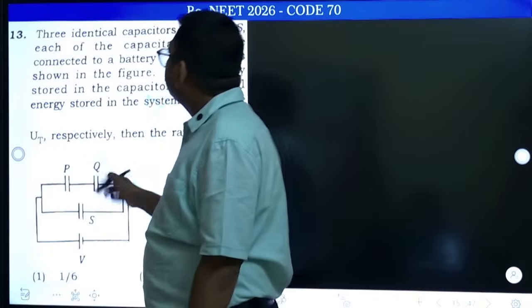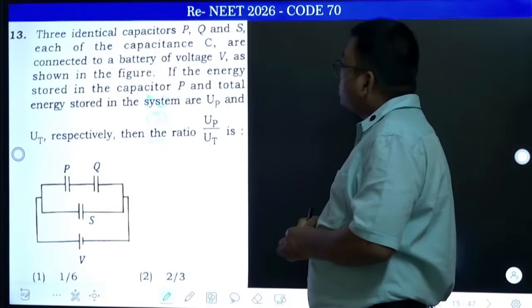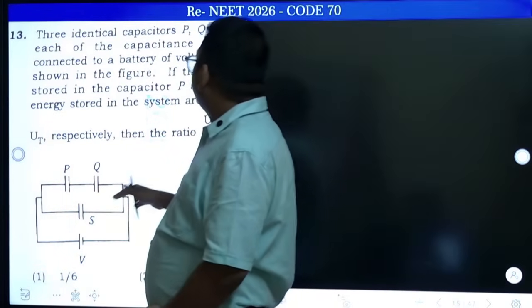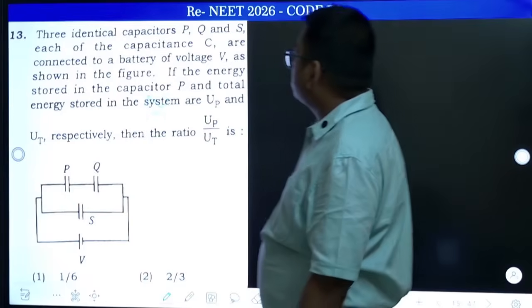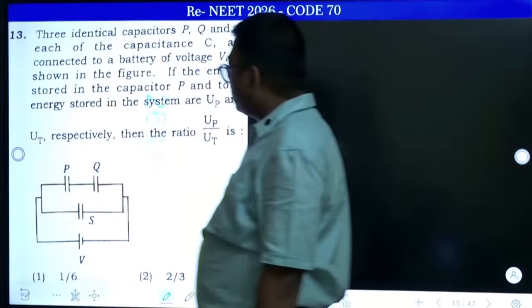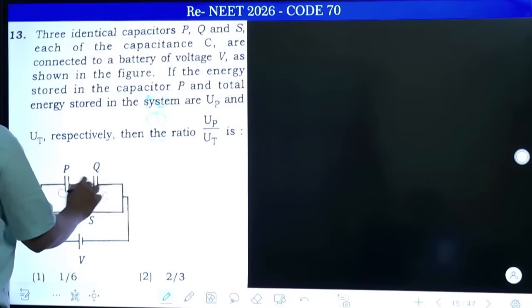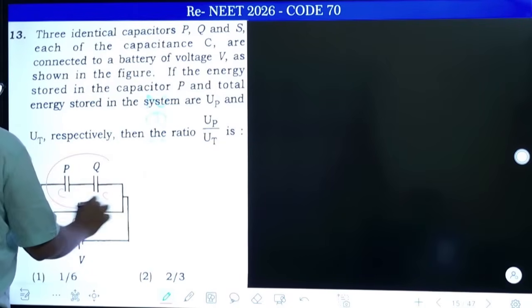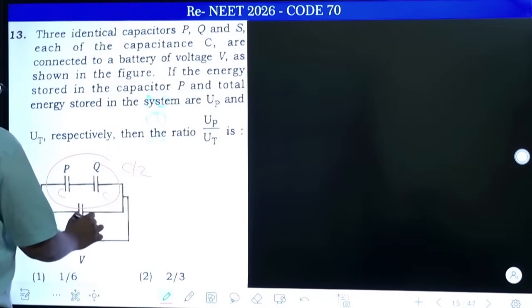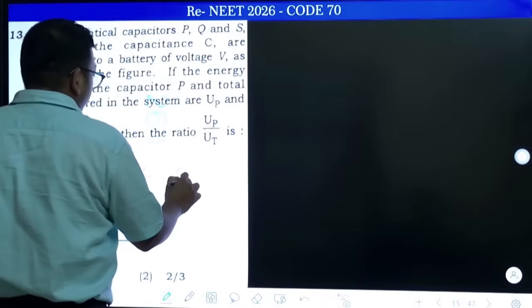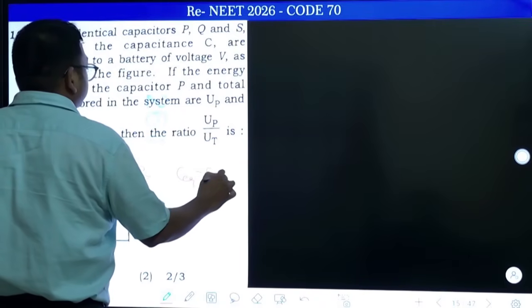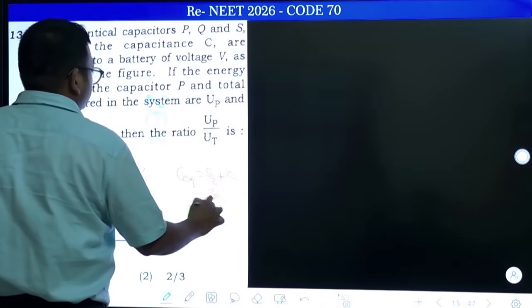P, Q each have the same capacitance C, voltage V. Energy stored in P, and total energy stored in this. Okay, ratio. So first of all, tell me what is the total C. So C in series becomes C by 2, right? That becomes C by 2. C by 2 and C becomes C equivalent is how much? C by 2 plus C. That becomes 3C by 2.